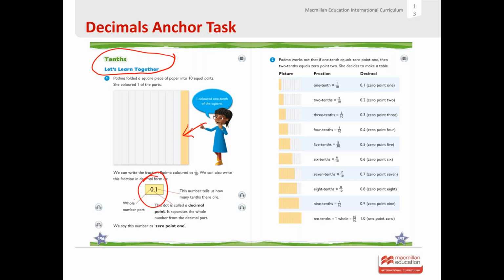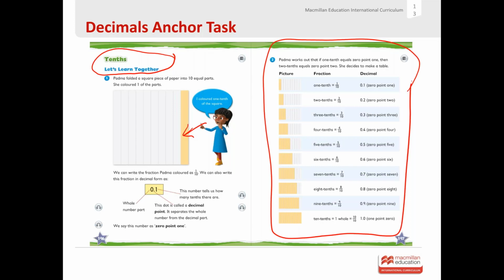Then I might ask this question, if I shade in 4 of these, what do you think? How many tenths is that? Oh, that's 4 tenths. How would I write that down as a decimal? Is that possible? And then I might start questioning them in that way, right? And then after that, I could show them this chart. Does the class agree with that?